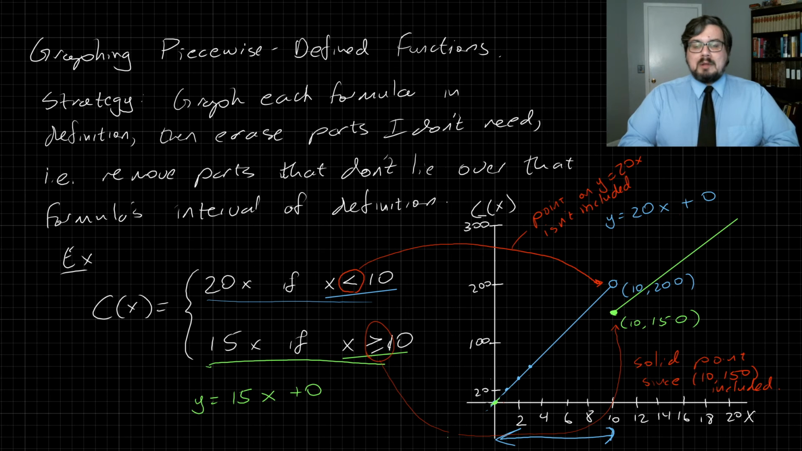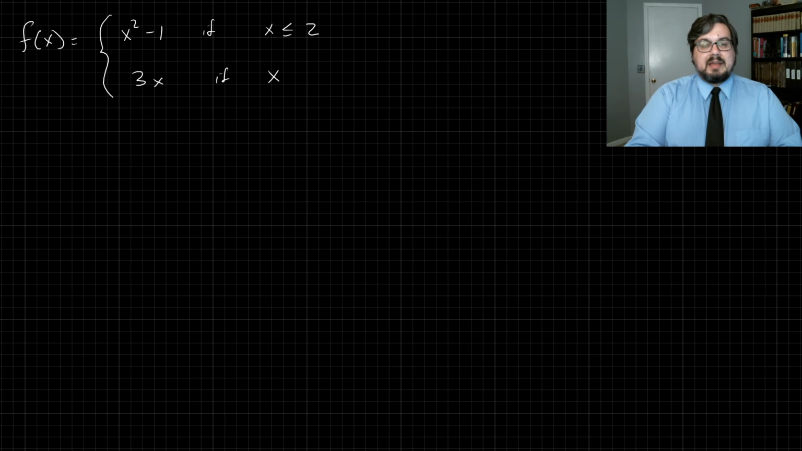All right, let's do one more example of this. Let's do the next example, or the other example that we had. We had f of x is equal to x squared minus 1 if x is less than or equal to 2, and we had 3x if x is greater than 2. So let's go ahead and graph this out.